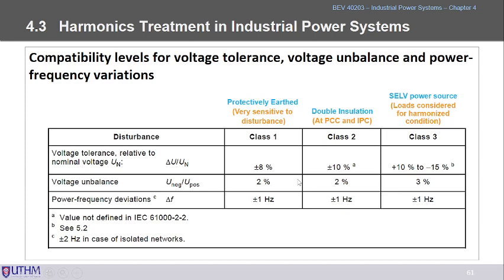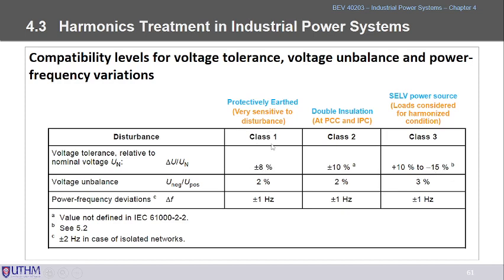When we add harmonic contents to our fundamental waveform, of course the magnitude, whether voltage or current, will be increased. In this case, it is more to the voltage, so it will increase the voltage magnitude. From here you can estimate which of class 1, class 2, and class 3 is more sensitive to the harmonics. Class 1 will be more sensitive, because it has the lowest tolerance, only 8% as compared to class 3 here.